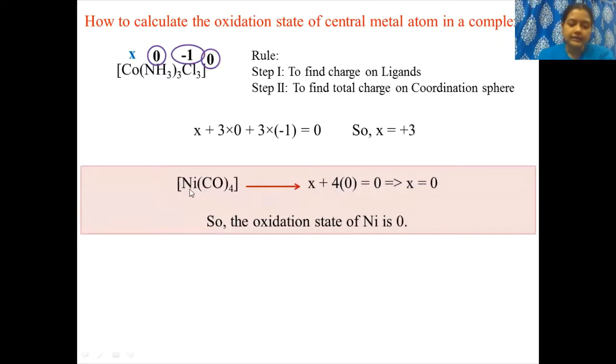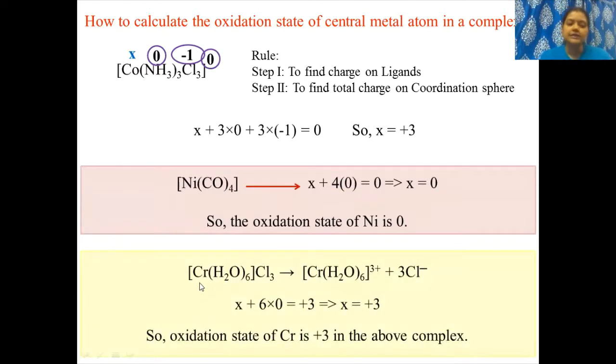In another example, Ni(CO)4, here x is the oxidation state of Ni. Carbon monoxide is a neutral ligand, so 4 into 0 equals 0, so x equals 0. The oxidation state of nickel is 0. Here [Cr(H2O)6]Cl3, we can write it as [Cr(H2O)6]3+ plus 3Cl minus. So x plus 6 into 0 for water molecules equals +3, the overall charge on the coordination sphere. So x is +3. The oxidation state of chromium is +3 in this complex.